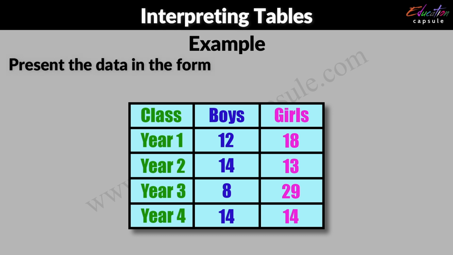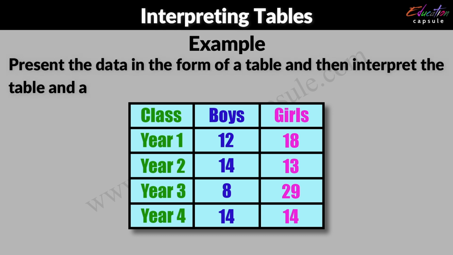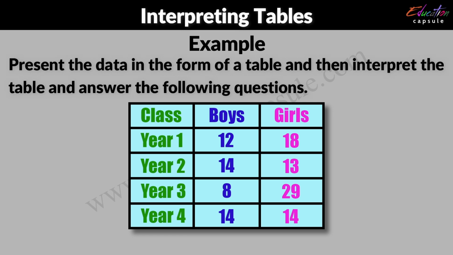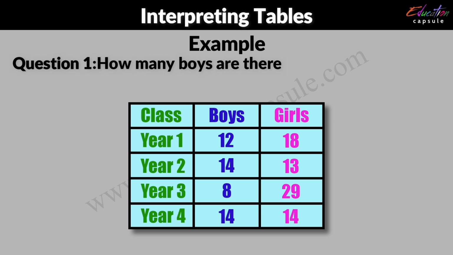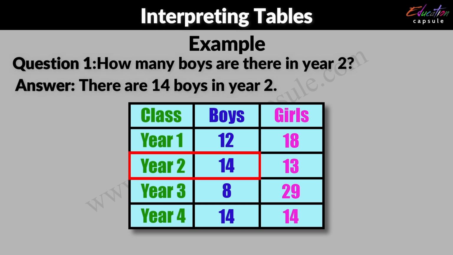Now, present the data in the form of a table and then interpret the table and answer the following questions. So here we have the data in form of a table, and let's try to answer the following questions. First question is, how many boys are there in year 2? As we can see in the table, there are 14 boys in year 2.